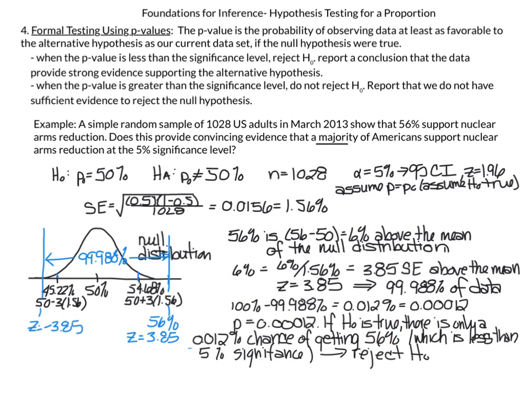And of course, this 0.012% is way less than 5% of the time. Remember, our 95% confidence interval or our 5% significance level says that maybe 5% of the time we'll get that. We might expect that number, but this is way less than 5%. We're talking 0.012%. It's a fraction of a percent. So we're going to reject H naught because H naught is not supported by this 56% in our sample. And finally, we should write our conclusion, which is we believe the majority approve of nuclear arms reduction.